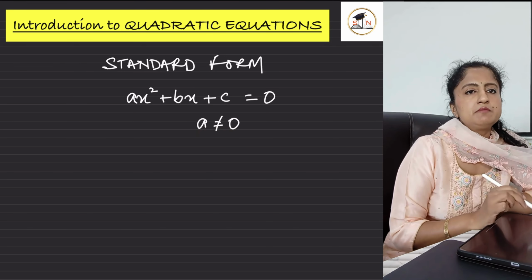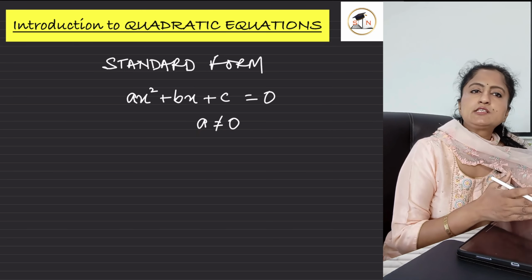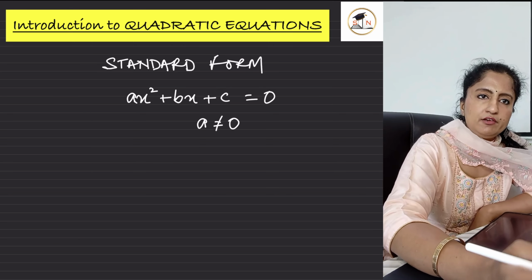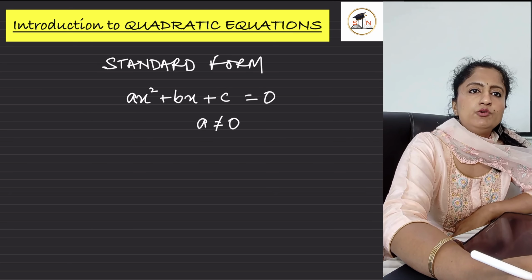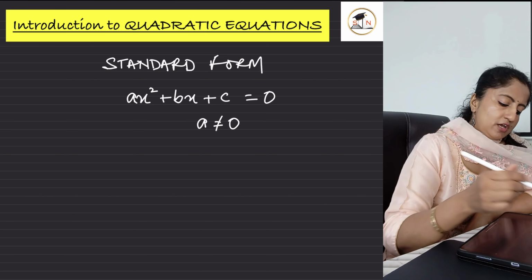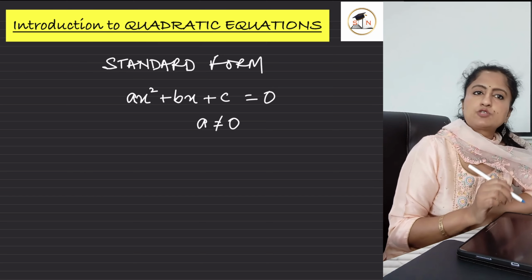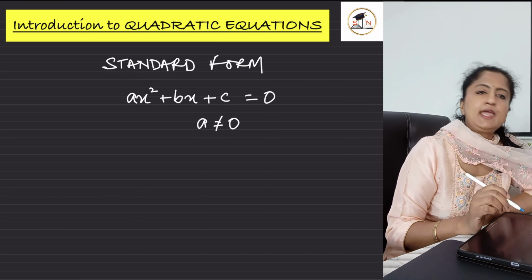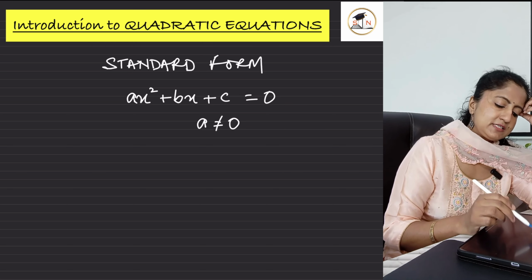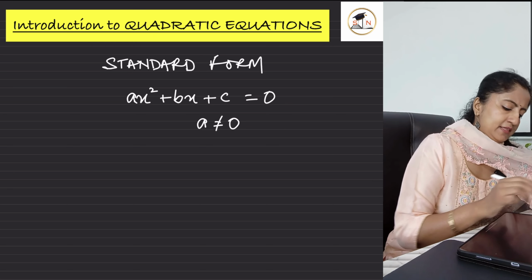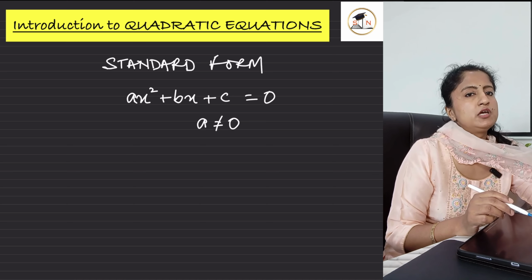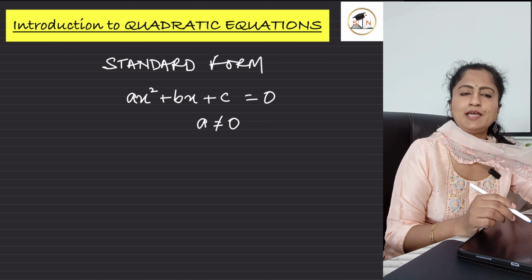Because if a becomes 0, that means your x square term will disappear. You will just be left with bx plus c, right? And that would mean you're left with a linear equation, right? So therefore, x square has to exist over there, and hence a can't be 0. Okay. Now, ax square plus bx plus c. Over here, we are given a condition for only a. That means your b can be 0, your c can be 0.